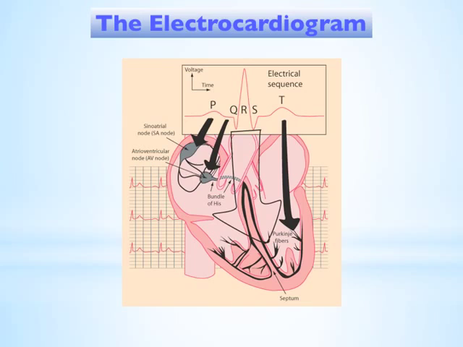The P wave is the sinoatrial node sending off a signal. The Q is the atrioventricular node sending off a signal, and then you've got the signal going down the bundle of His, which is the QRS complex, and then the signal passing through the Purkinje fibres, and that's the T wave. Now, this is used for diagnostic purposes, very commonly done to check for abnormalities of the heart.